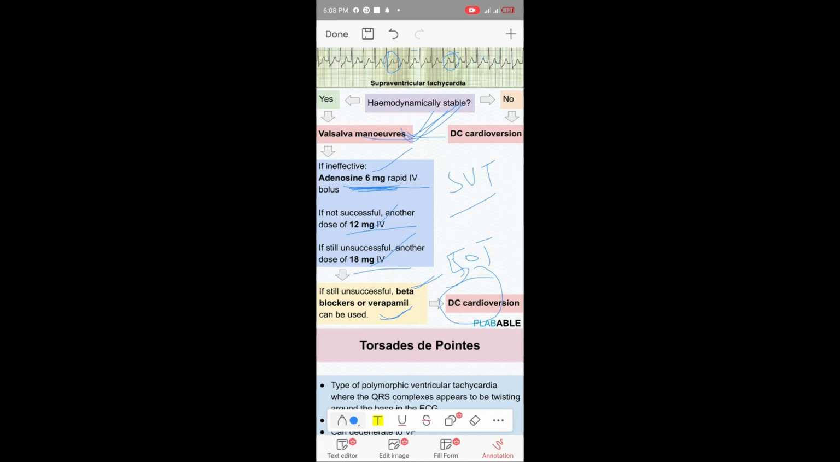Okay, you need to remember Valsalva first, then adenosine, ruling out asthma. If asthma is there, beta blockers are also contraindicated, then you need to go for verapamil. If adenosine you have given is not working in a full dose, then you can choose either beta blocker or verapamil. Either of them. You cannot combine the beta blocker and the verapamil together. You have to choose either of them. And if not, then go for the DC cardioversion.